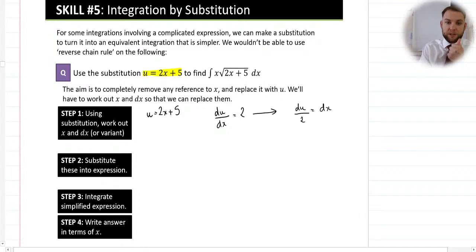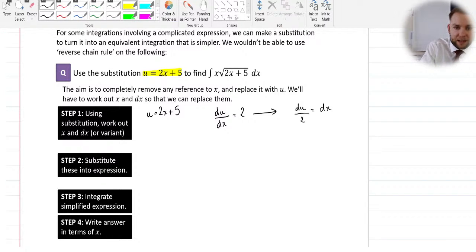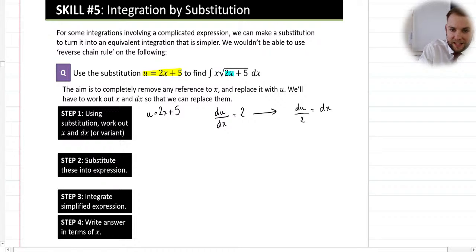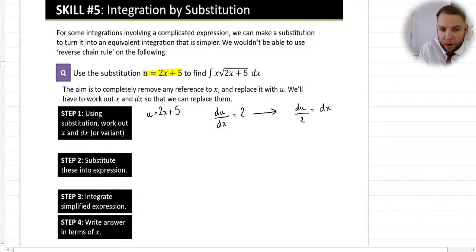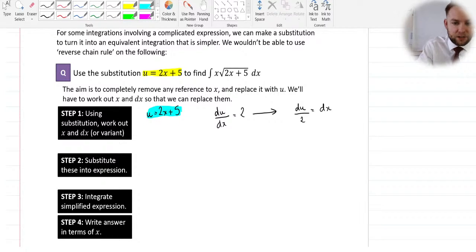The next thing we need to do is to find out the only other part that we don't know. So we know that this here is equal to u. We know that dx is equal to this part here, du over 2. The only part that we don't know is what this x is. But we can actually find out what that is by rearranging this here as well. So we've differentiated this, but we also need to rearrange it to find out what x is as well. So let's do that.